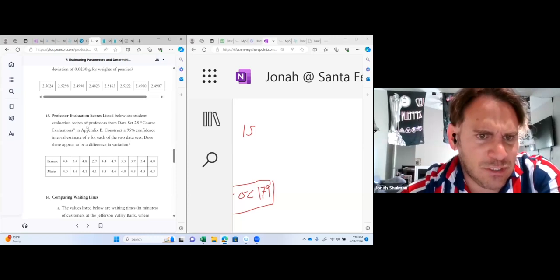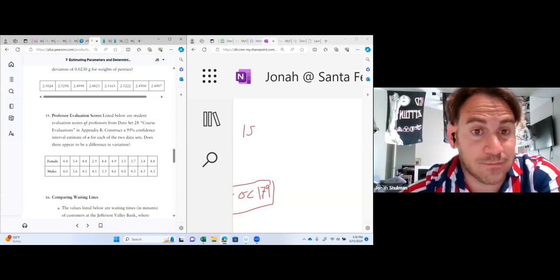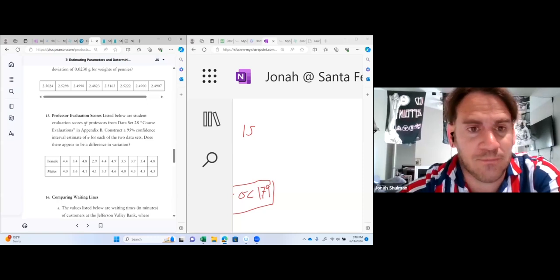Listed below the student evaluation scores of professors. Oof, I hope you guys think I'm doing a good job. If it's shitty, just let me know.